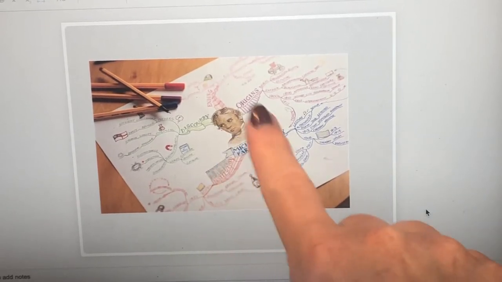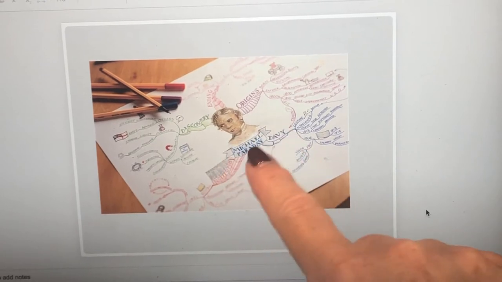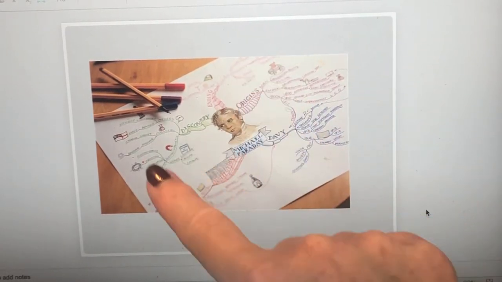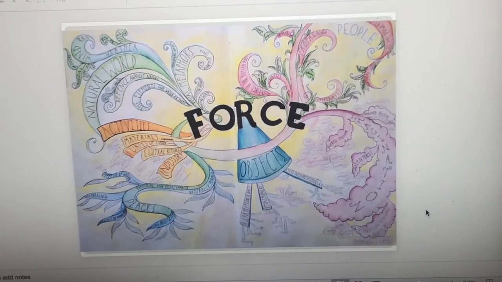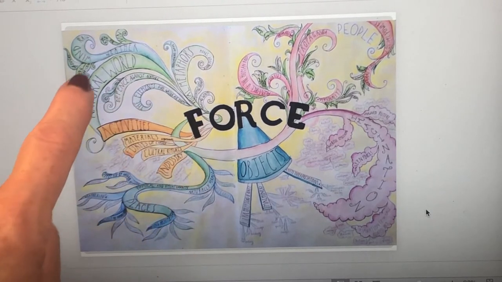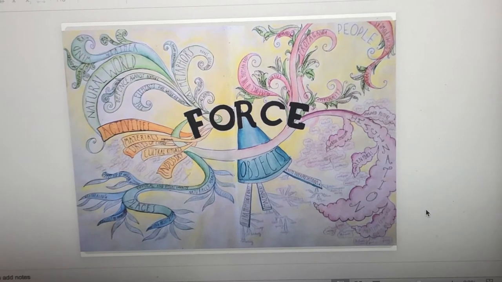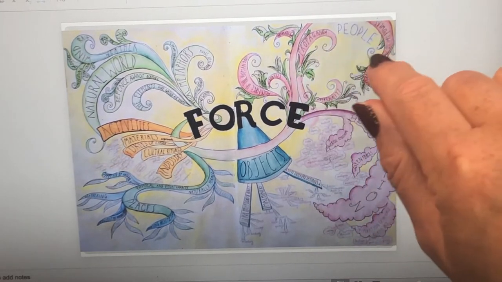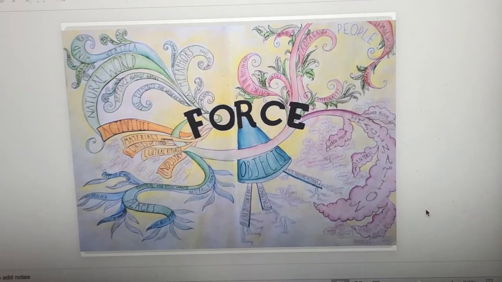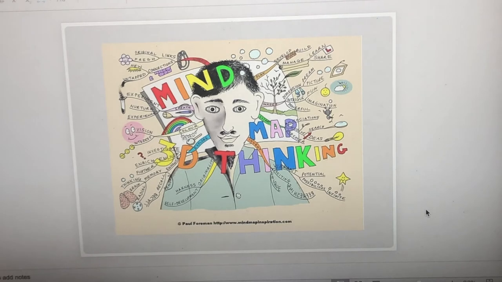There's always a central theme, and then you think of branching off with different chapters or different concepts from the central theme. So here's one where the main idea is force. And then you can see they're branching off and talking about forces of nature. Over here, they've got people that may have a force, objects that contain a force. Here is a mind map about mind mapping, right?